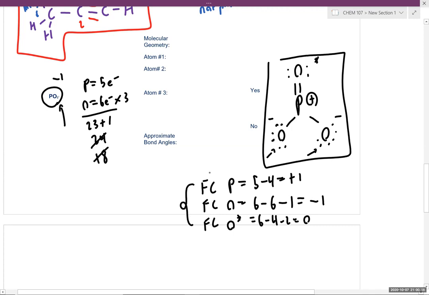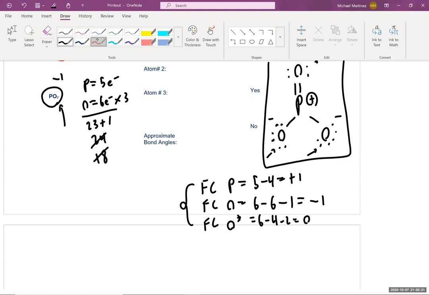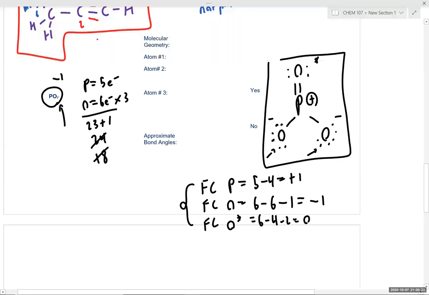Does this make sense to everyone? Does everyone see why we calculate the formal charges in this case and why we're careful with our formal charges in this case?